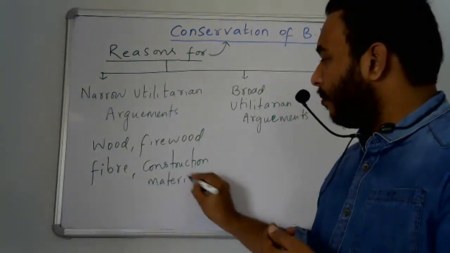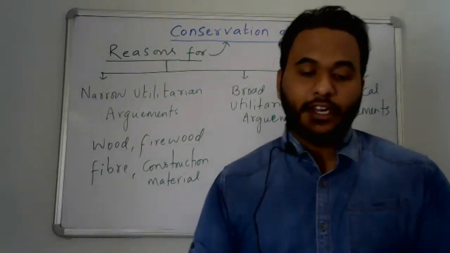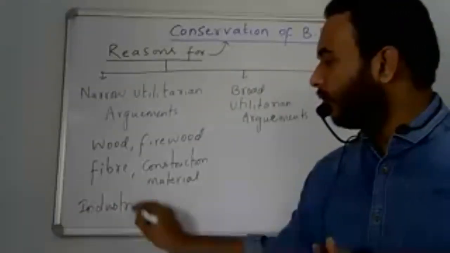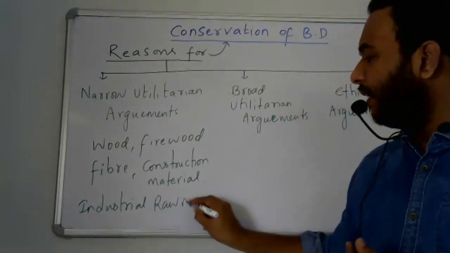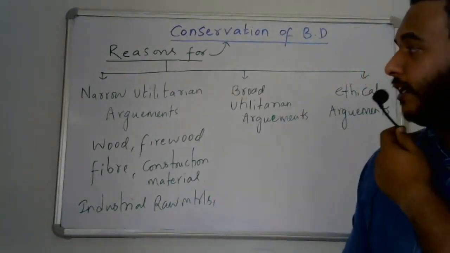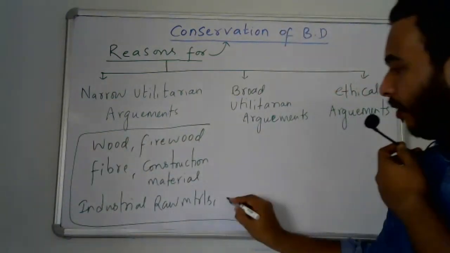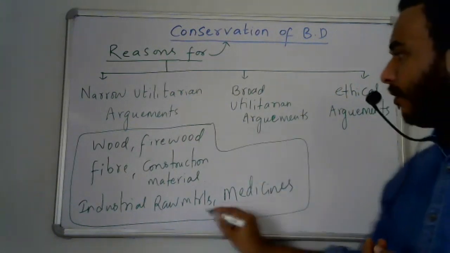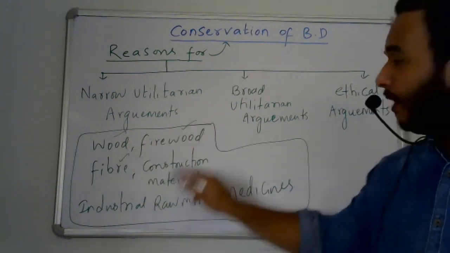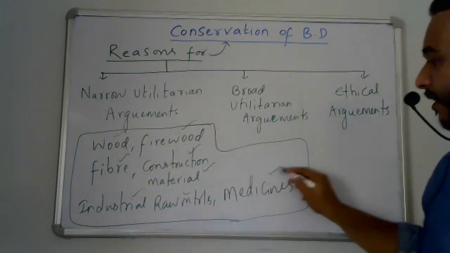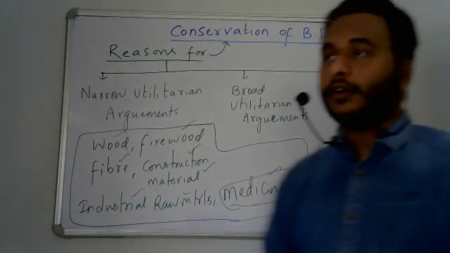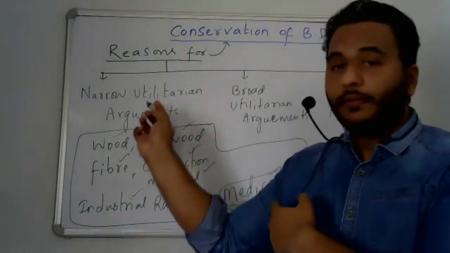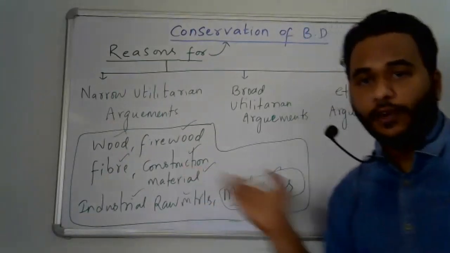Construction material. And also many industrial products. Industrial raw materials. Okay. And also medicines. Wood, firewood, fiber, construction material, industrial raw materials, and finally medicinal products. So these all are the different uses from the forest itself. Okay. From the forest we will get all these things.